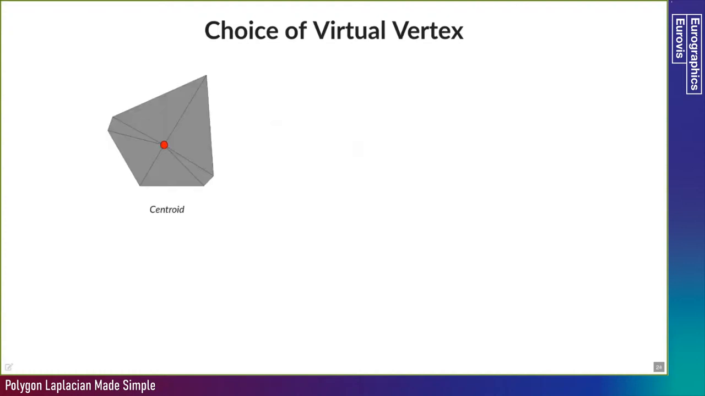The easiest and fastest solution would be to simply take the mean of all the face's vertices, inserting the so-called centroid. And while this works fine for many polygons, it can unfortunately lead to undesirable triangle flips for non-convex shapes, as the centroid can lie outside of the polygon.